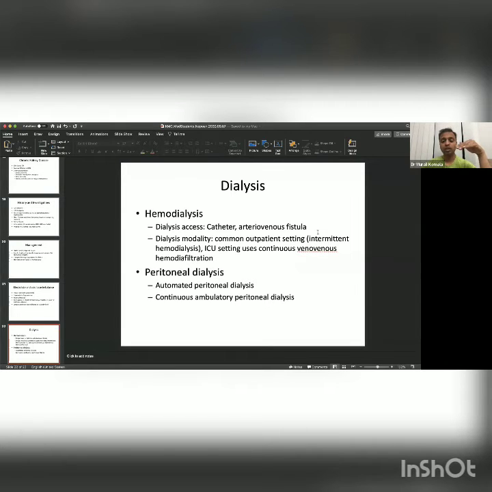The dialysis modality. So hemodialysis has different modalities. One is in the common outpatient setting, where you have intermittent dialysis. The patient will come 3 times a week to the dialysis center, get dialysis over a period of 4.5 to 5 hours, and they'll go back home.